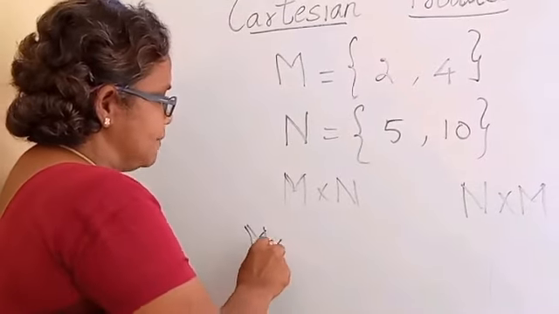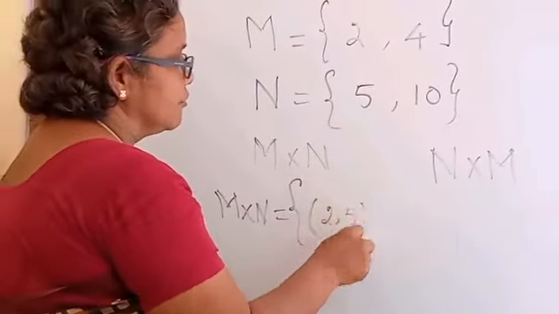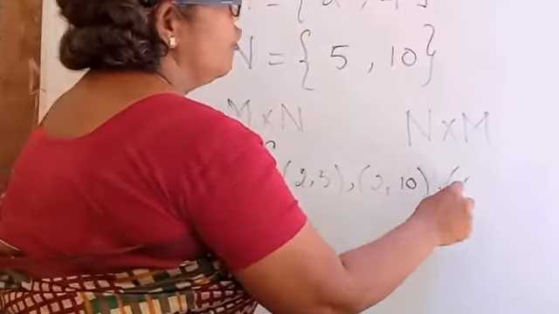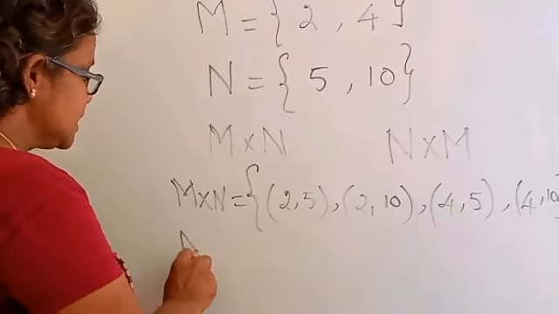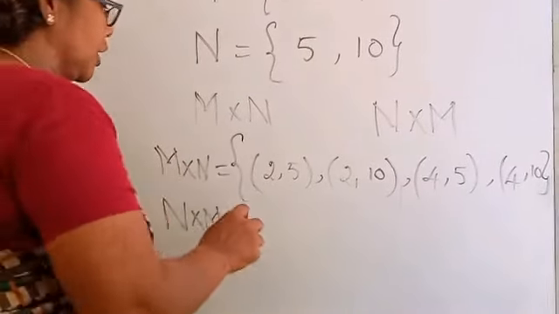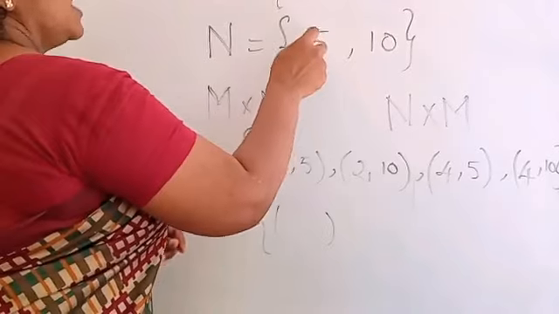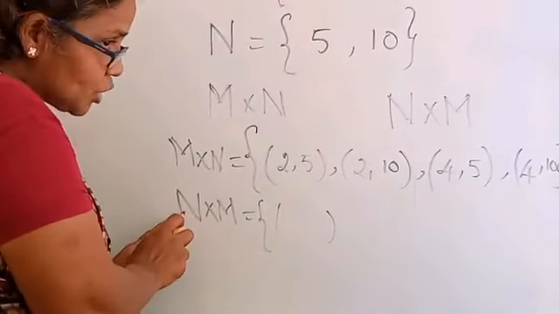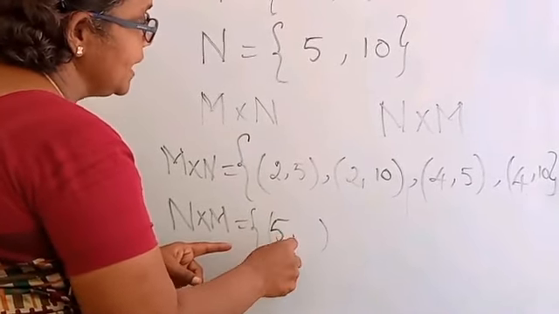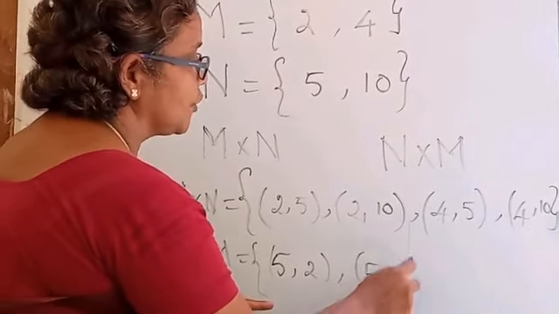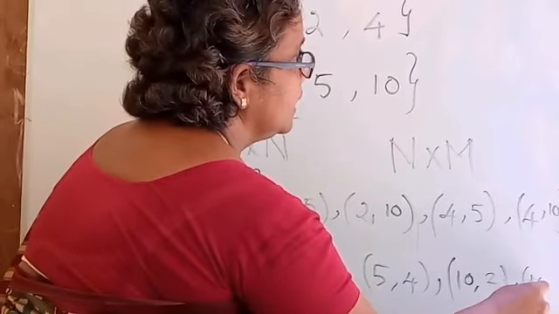Now, the Cartesian product of M cross N for this example will have the elements, namely (2, 5), (2, 10), (4, 5) and (4, 10). Am I right? Now what is N cross M? We want to find out the Cartesian product of N cross M. Now how will the elements appear? The elements within the set will look like this. I should consider the first element from set N because I have written it at the front. Therefore, my first element of the ordered pair will come from set N. So it is (5, 2), then (5, 4), moving on to the second element, it is (10, 2) and (10, 4).